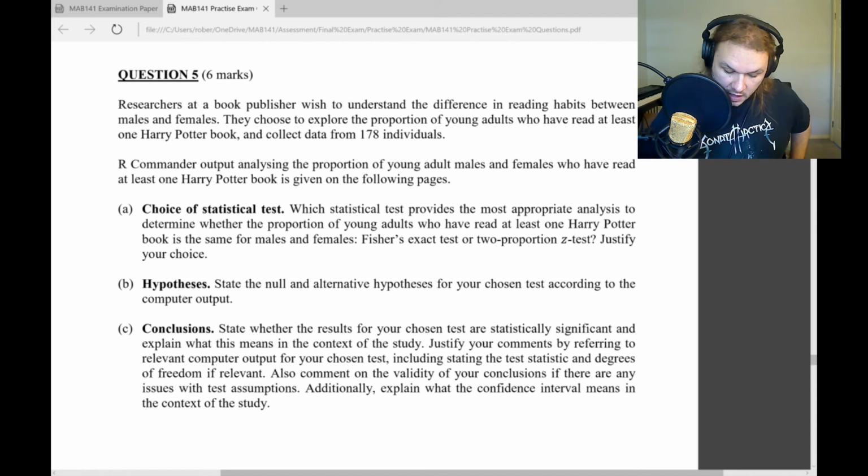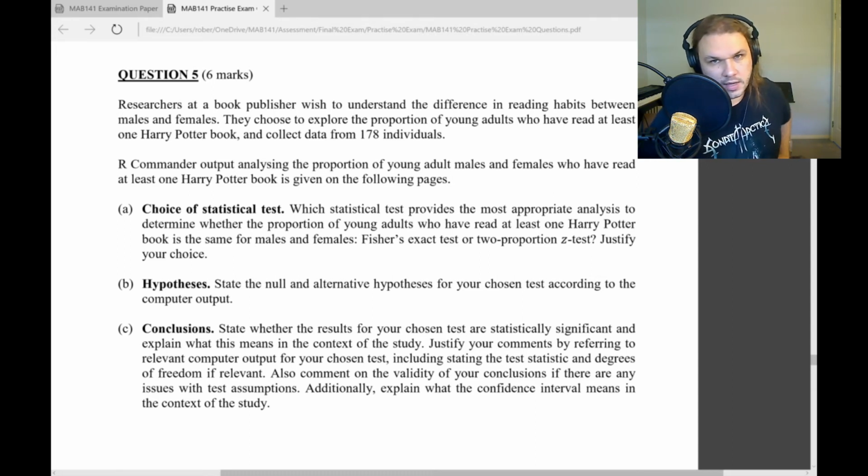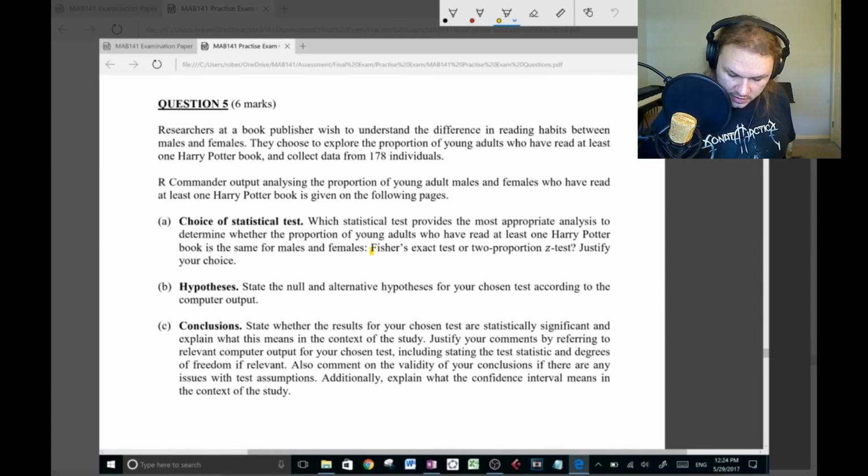We're looking at 2 categorical variables here, and we're looking to see if the proportion within each of these populations that have a certain characteristic is the same. So which statistical test are we looking for? Fisher's exact test or the 2 proportion Z test?